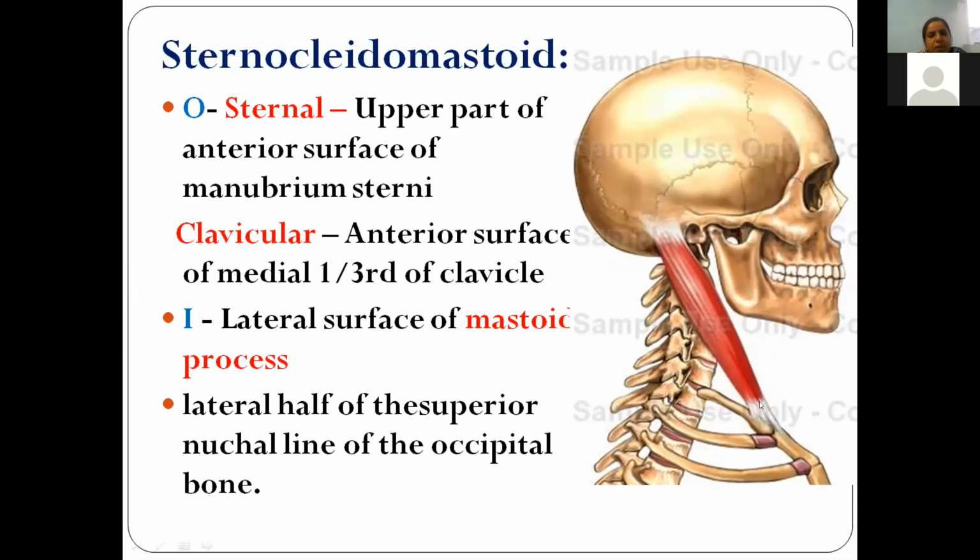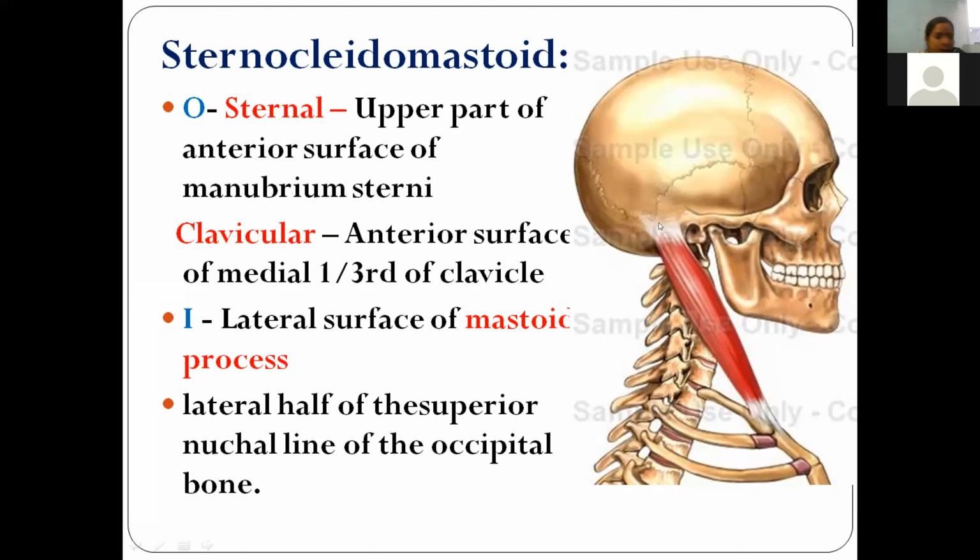Coming to sternocleidomastoid, you can see here we have two bones. One is the manubrium of the sternum, and then we have clavicle. So it is taking its origin from the sternum and clavicle. To be more specific, the upper part of the anterior surface of manubrium sterni, and the anterior surface of the medial one third of the clavicle. Now if you see the insertion, it is just going behind the ear. That is the mastoid process. So insertion is the lateral surface of the mastoid process.